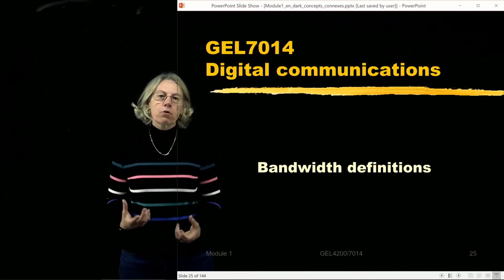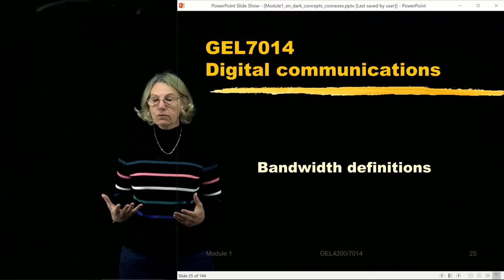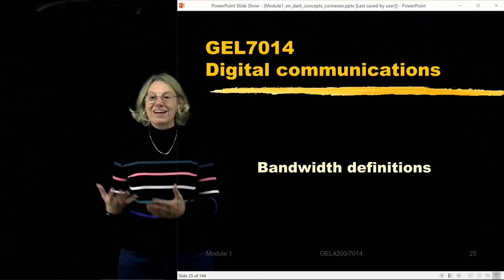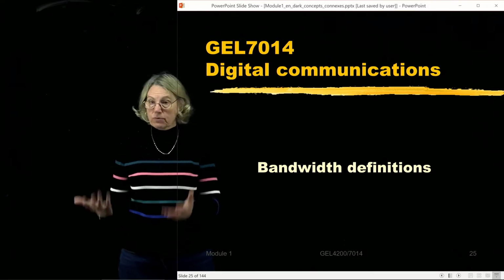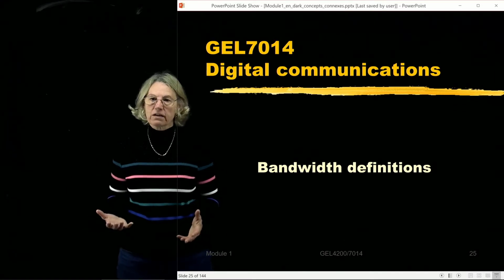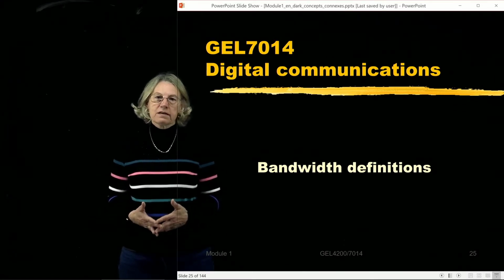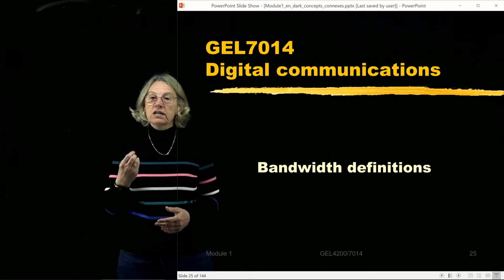Bandwidth is an extremely important characteristic that we use to describe both systems and signals. And so what is the bandwidth of a signal? What is the bandwidth of a channel? These concepts are very important, but bandwidth is not necessarily uniquely defined.